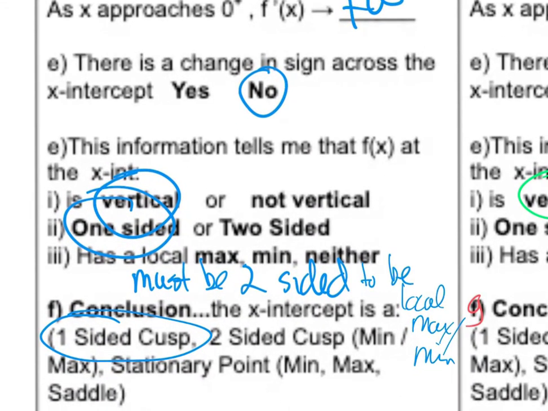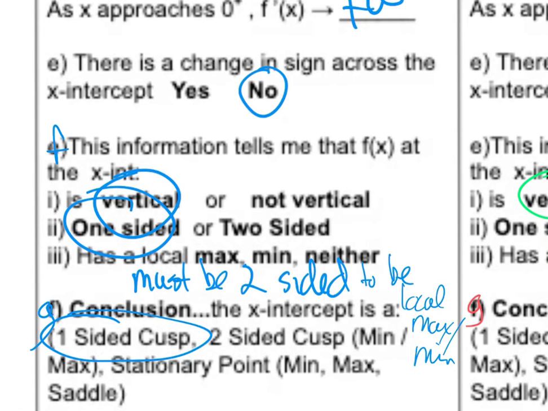As you fill in the information, I'll leave that there. What I'm going to do is come down to the bottom. That should have been f and g. So this information tells me that f at the x-intercept is vertical. We can see that because we're dividing by 0 in the derivative. It's one-sided. We can see that very clearly because the derivative is not defined for negatives.